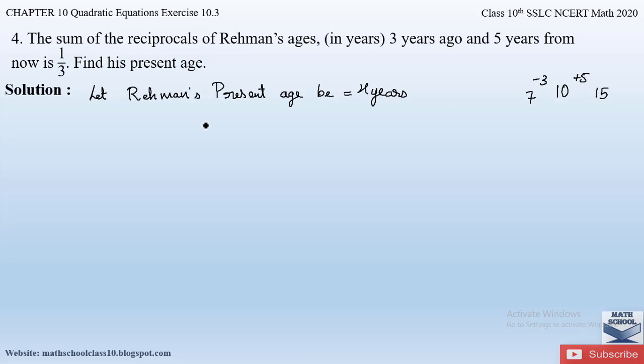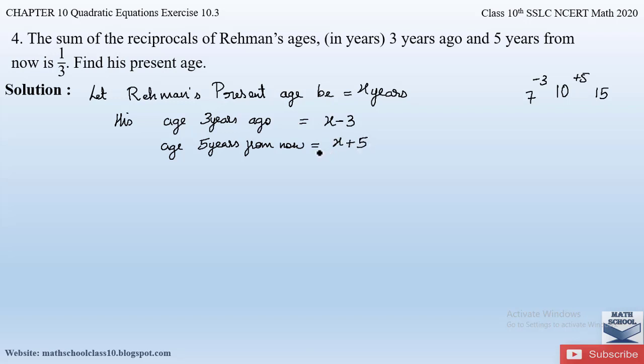Similarly, we have to write here his age 3 years ago. Always remember, if they tell us the age is 3 years ago, then we have to subtract. So we will take his present age and subtract 3 from it. Since they have told us 5 years from now, his age 5 years from now will be his present age x plus 5.